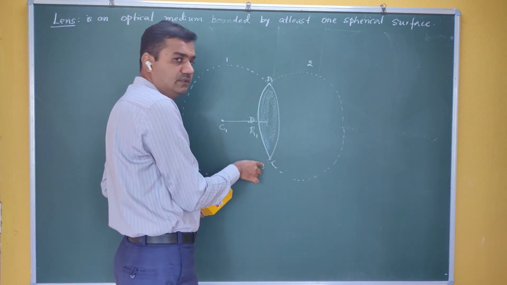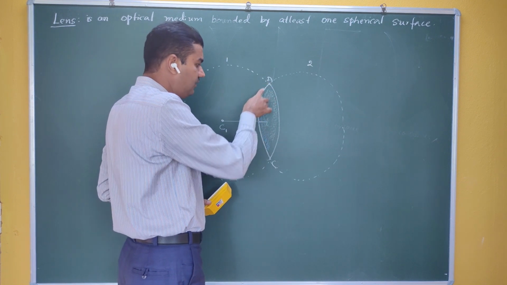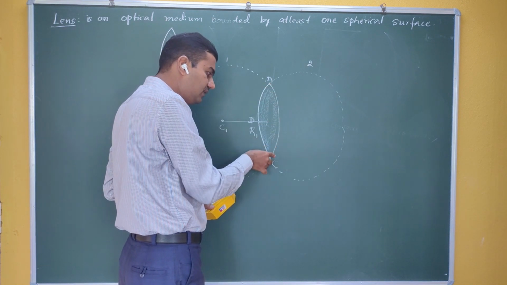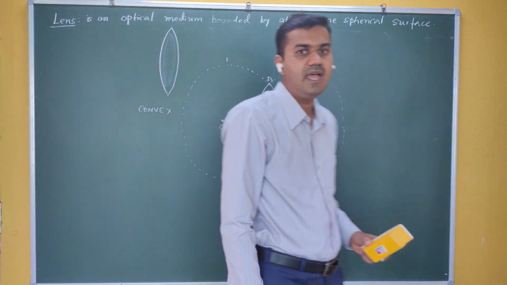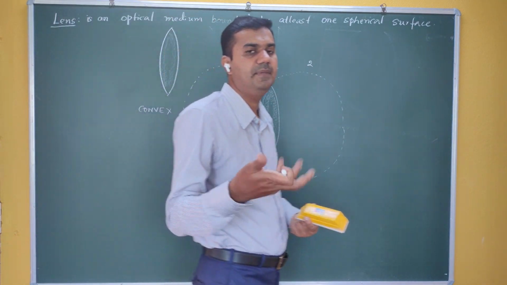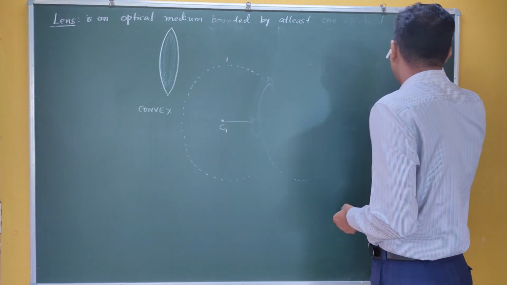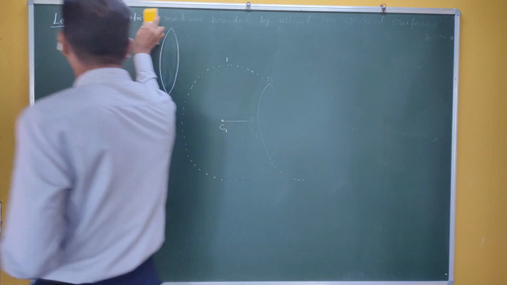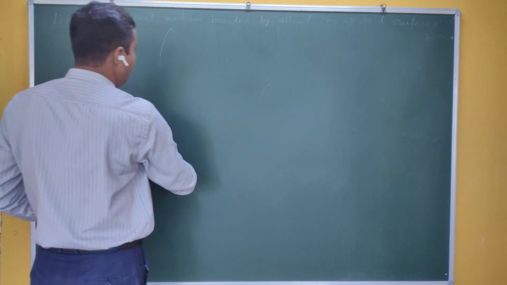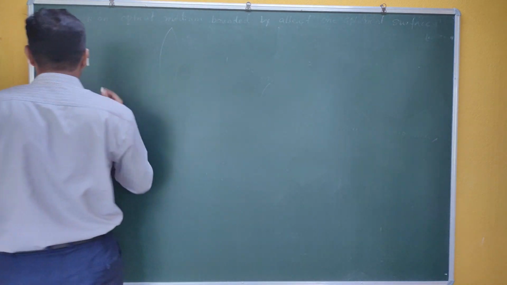If I have the formula for the spherical surface, then first we apply the formula for the first surface by assuming that the second surface is absent. Then we apply the formula for the second surface by assuming that the first one is absent. Then we combine them and get a formula. That beautiful formula is called the lens maker's formula. But before the lens maker's formula, let me derive the relation which connects the optical quantity and the geometrical quantity for a single spherical surface, and that is called refraction at a spherical surface. So this is our first discussion.